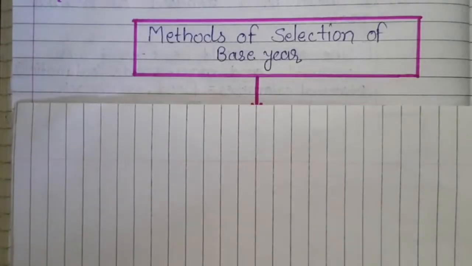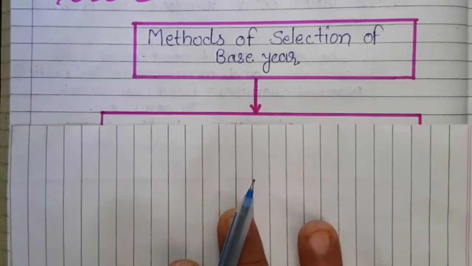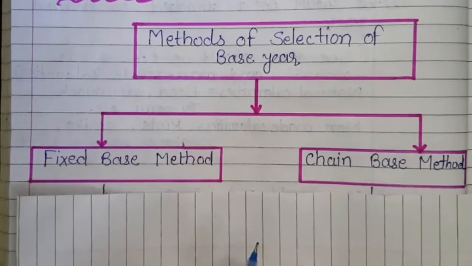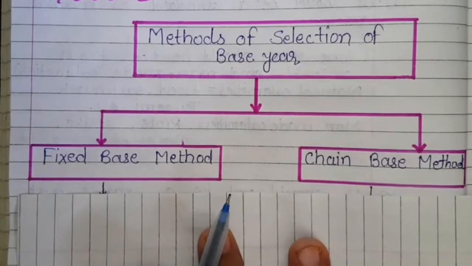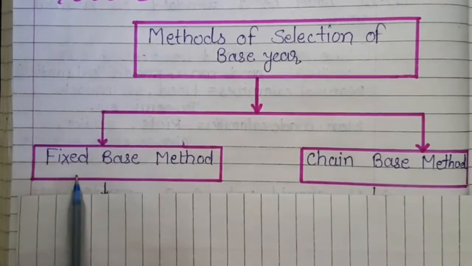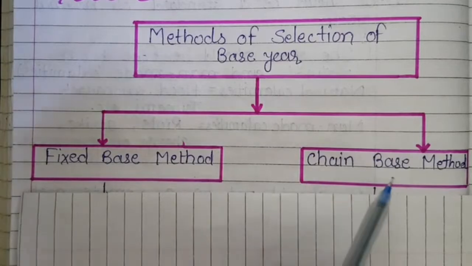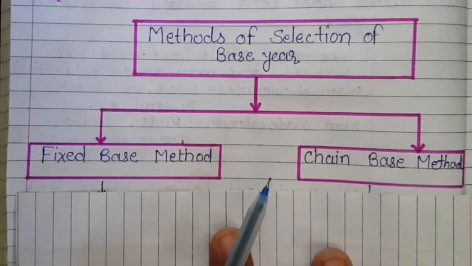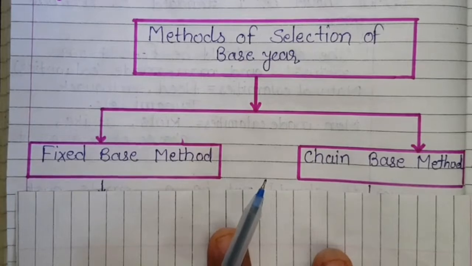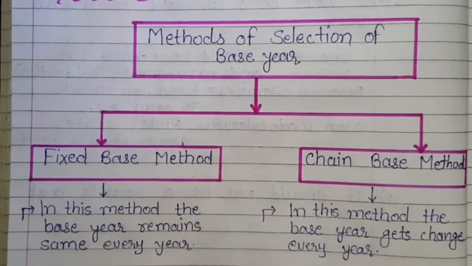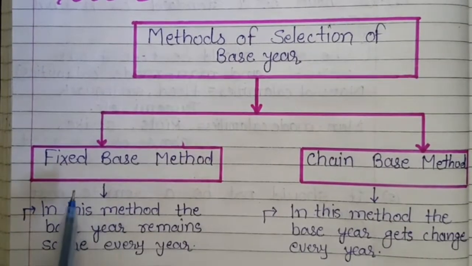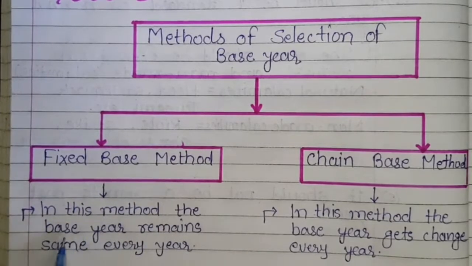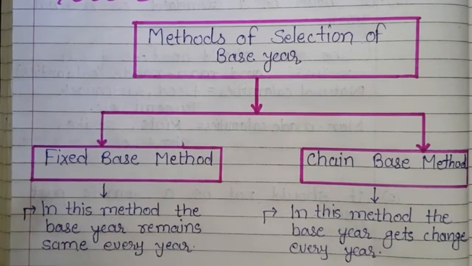Friends, our next topic of this lesson is methods of selection of base year. So friends, basically there are two methods of selection of base year. First is fixed base method and second is chain base method. What is the difference between both of these methods? We understand this. In fixed base method, the base year remains the same every year.